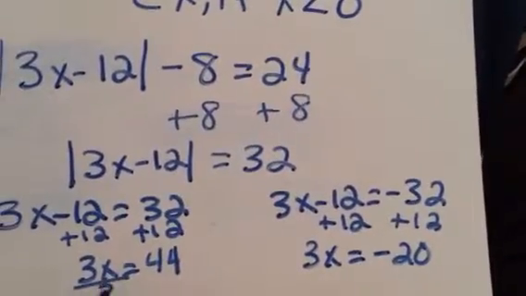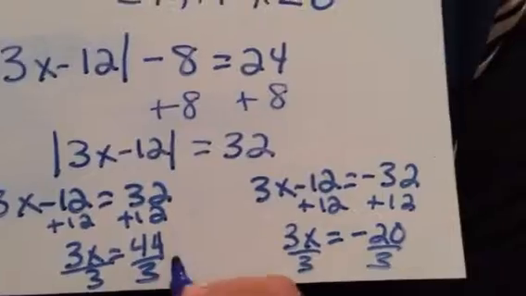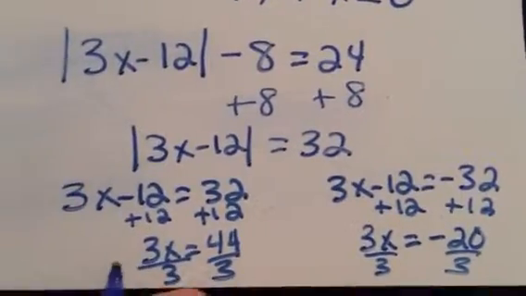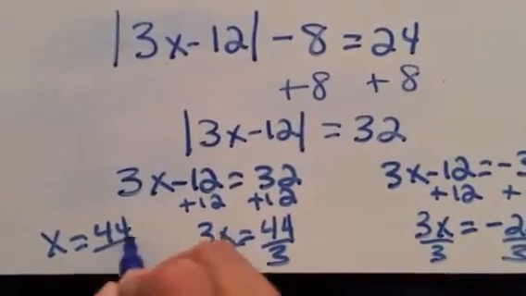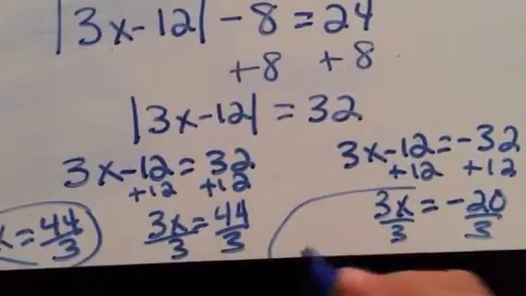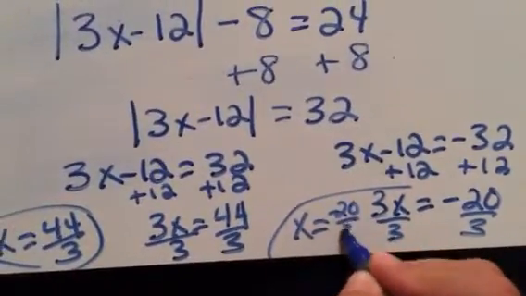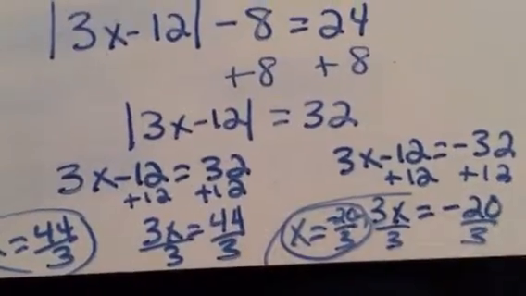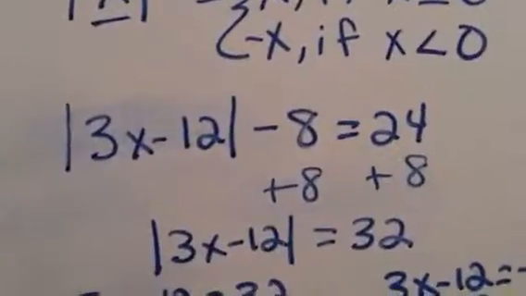So then here we'll divide each side by 3. So x is going to be 44 thirds, and this one, x is going to be negative 20 thirds. Okay, so those are your two answers. So those are the ways that you will be completing these problems.